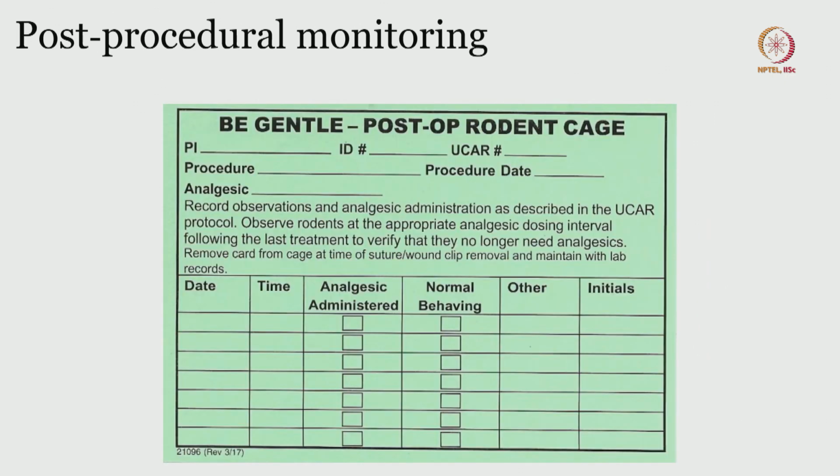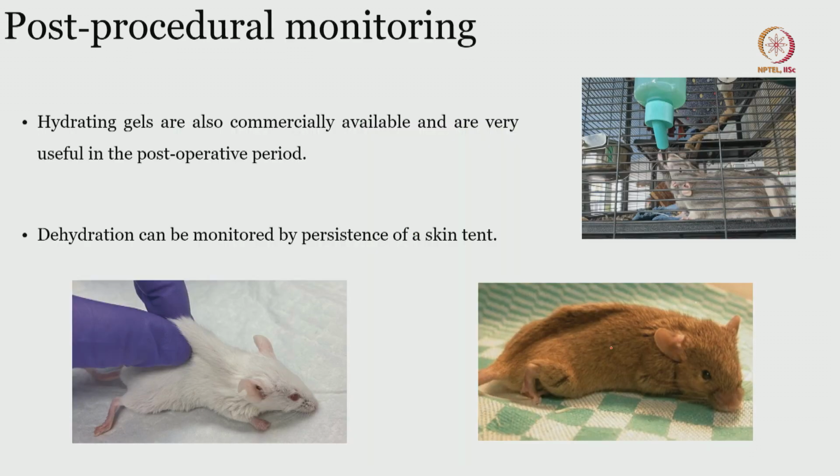And this sort of a card will generally help us for a quick look as to how and what analgesia is administered, is it normal behavior or not, and then you keep signing on it. So that sort of a rodent card can be maintained on the recovery cage.